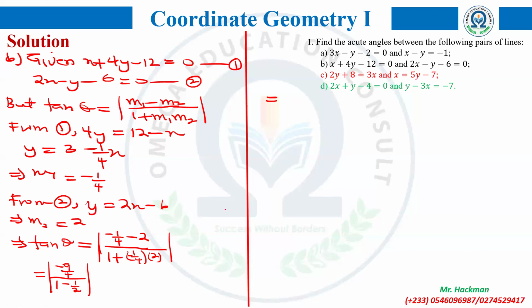Let's come and work on this one too. So absolute value of minus 9 on what? On 4. The denominator will be 1 minus half, which is half. Do you agree?